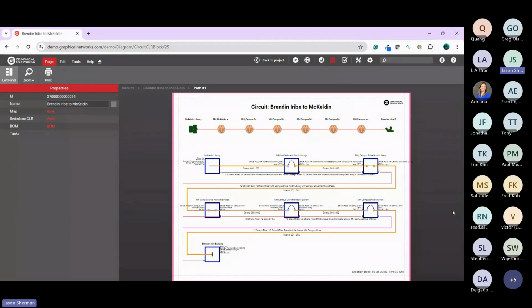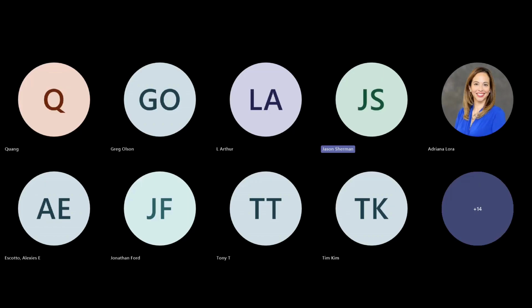So hopefully that helps. But there are other views. There's the swim lane CLR. There's the circuit CLR. There's other kinds of views and data you can get into with those paths. So I hope that answered your question. Cool, good. Glad that helped.